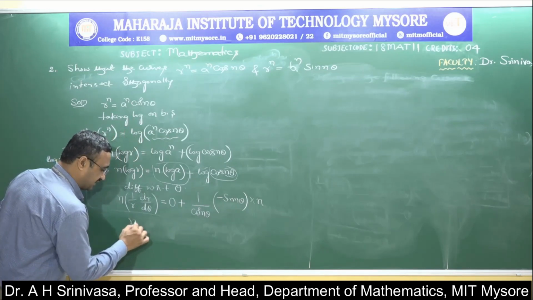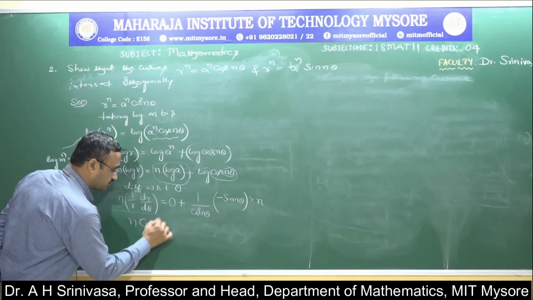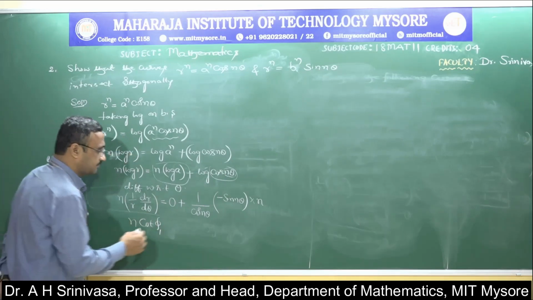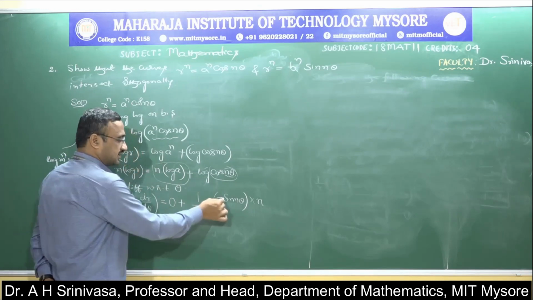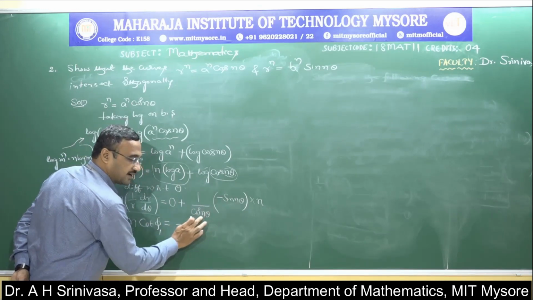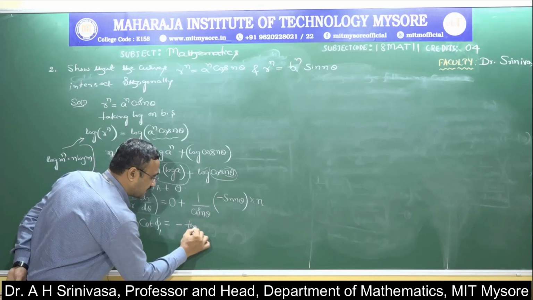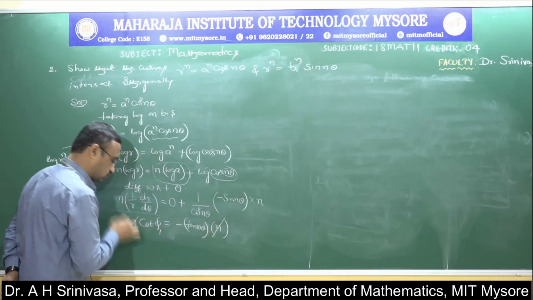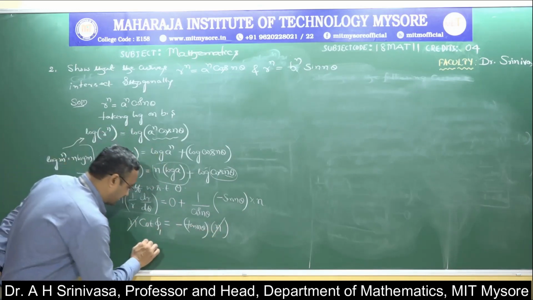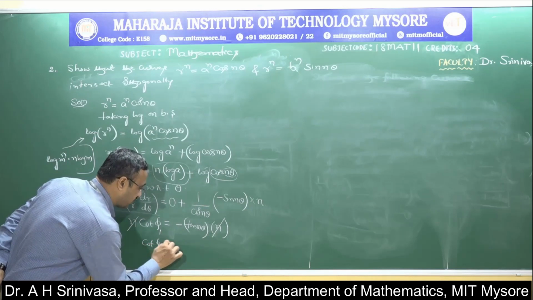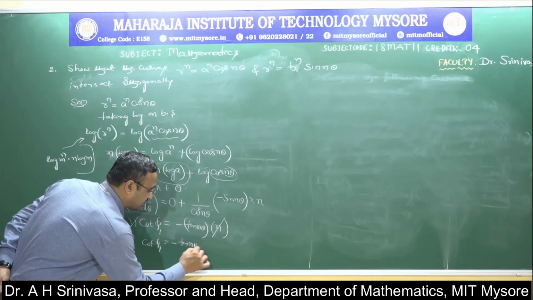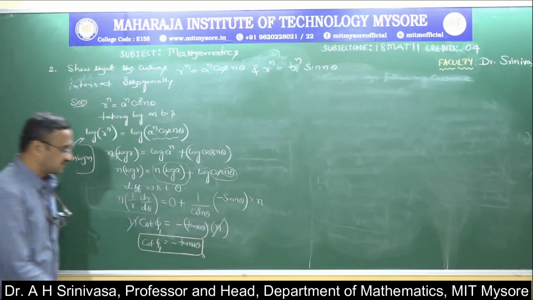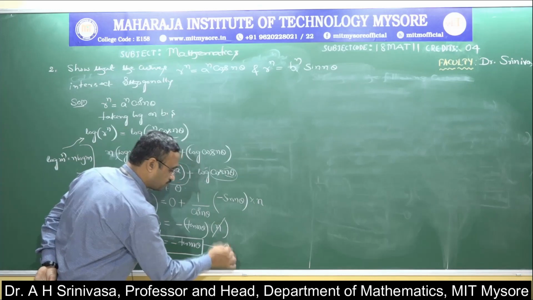This one we can write as n into cot phi 1. We put cot phi 1 because two curves are there; one curve we call phi 1. It should be equal to minus sine divided by cos, which is tan n theta, into n. Now cancellation of these two. Finally we get cot phi 1 is minus tan n theta. Now call this equation number 1.